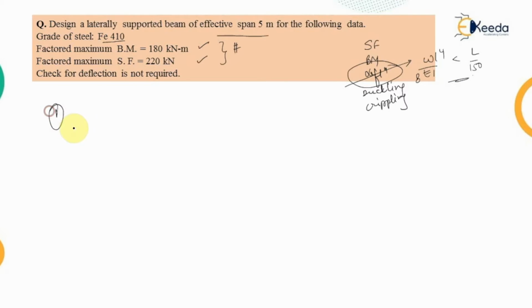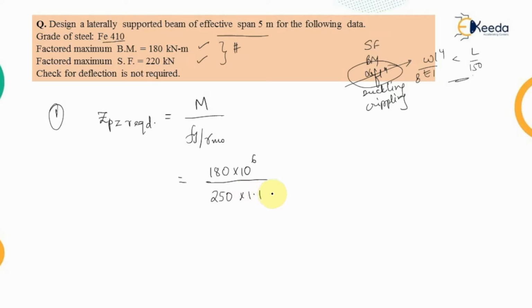So since here the load calculation is not to be done, directly we will calculate the plastic section modulus, which will be required to resist this moment. The plastic section modulus that will be required is denoted by Zpz, and it is given by M upon Fy divided by a factor of safety. Now if we replace the value of M, that is 180 into 10 raised to the power 6 Newton millimeter, divided by Fy, that corresponds to the grade of steel given to us, 410. So Fy will be 250 megapascal and this gamma m0 value will be 1.1.